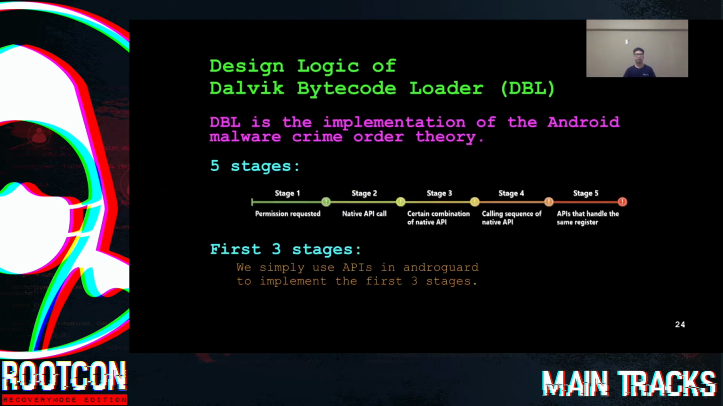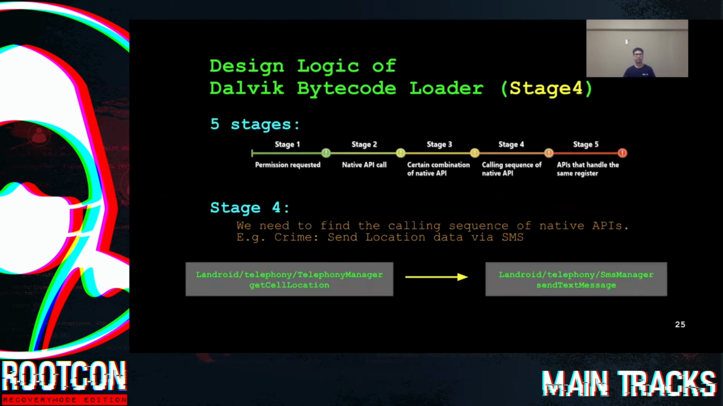Our Dalvik bytecode loader is actually the implementation of the Android malware crime order theory. We implement every stage of the theory. There are 5 stages. The first 3 stages are easy. We simply use APIs in another open source tool, Android Guard, to implement the first 3 stages. As I just mentioned, the implementation of the first 3 stages is easy, but in stage 4, we need to do a little bit more.